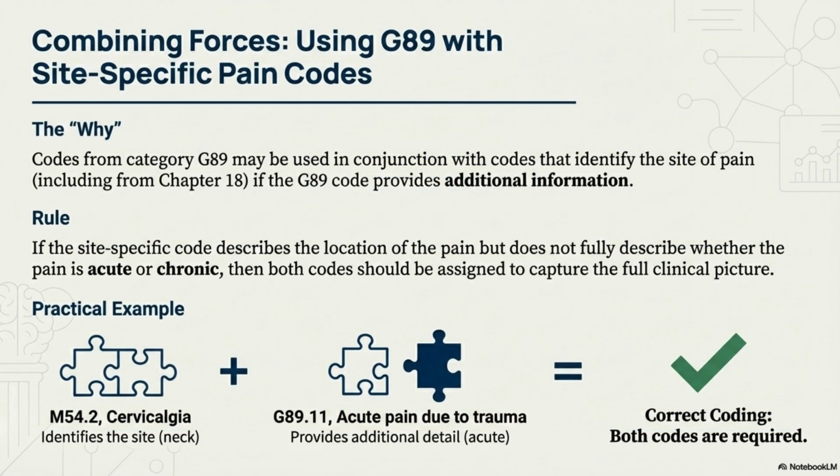G89 codes can be used together with site-specific pain codes when each code adds unique information. For example, M54.2 tells us the pain is in the neck, but it doesn't tell us whether the pain is acute or chronic.